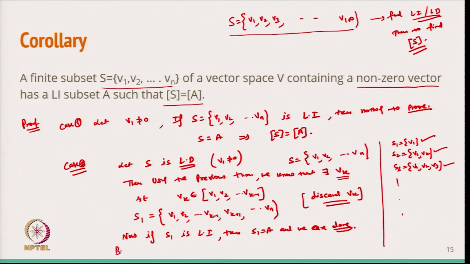But if S1 is linearly dependent, then we can follow the same procedure, whatever procedure we have just defined, to discard some vectors. Like we have discarded vk, again we can discard the vector which is a linear combination of the previous ones. This way we can discard the vectors.